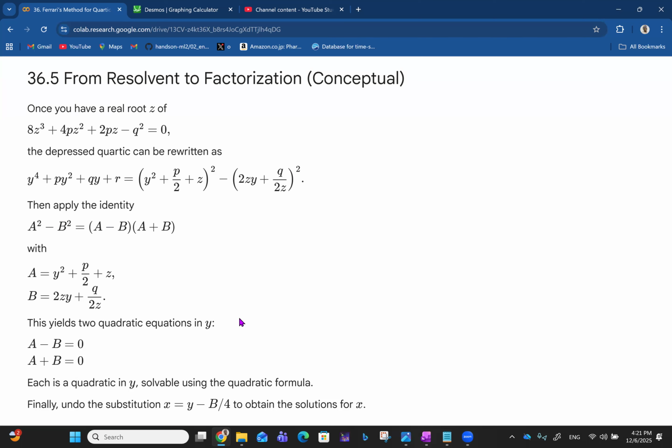So this yields two quadratic equations, a minus b equals 0 and a plus b equals 0. Each is a quadratic in y, solvable using the quadratic formula. Finally, you can undo the substitution x equals y minus b over 4 to obtain the solutions for x. After taking care of this, these are in terms of z, right? So you can always get your x back.